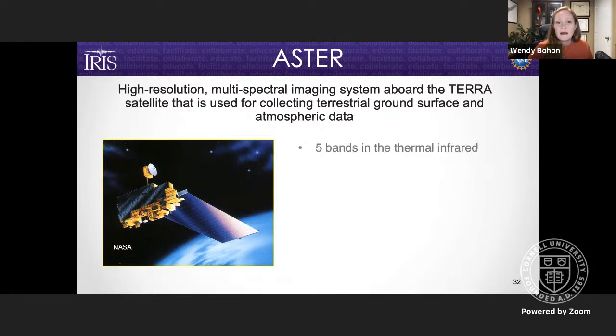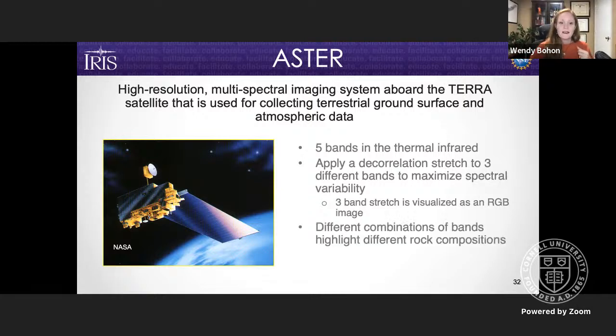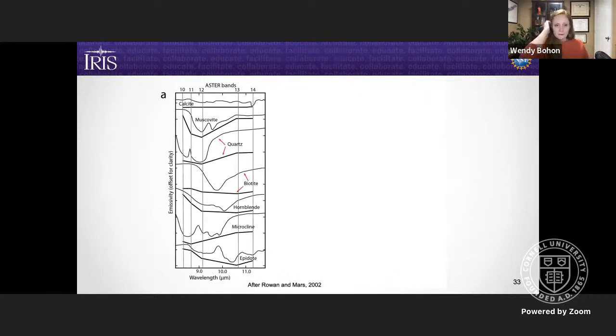In particular, I was very interested in the 5 bands that it has in the thermal infrared. And you can take these 5 bands and stretch them in certain ways so that it amplifies the differences in what you see on the ground. If you stretch it these 3 different ways, you can apply those 3 things and make them into a red, green, blue color image, okay? And so we can take these images from these bands and figure out what the rock type is. So I'm just going to quickly go through how we would do that.